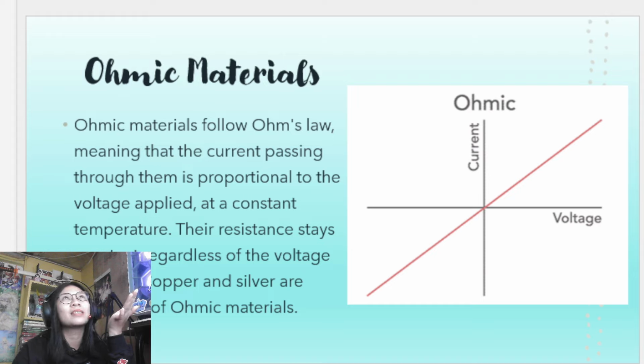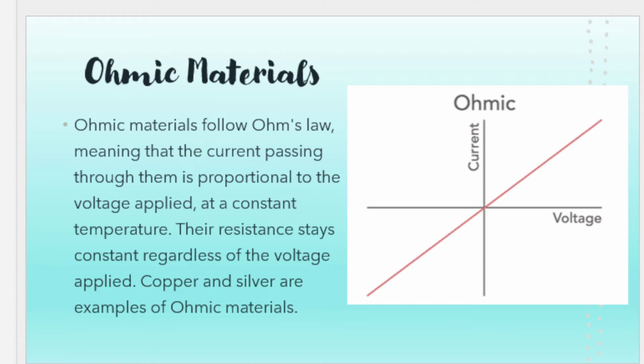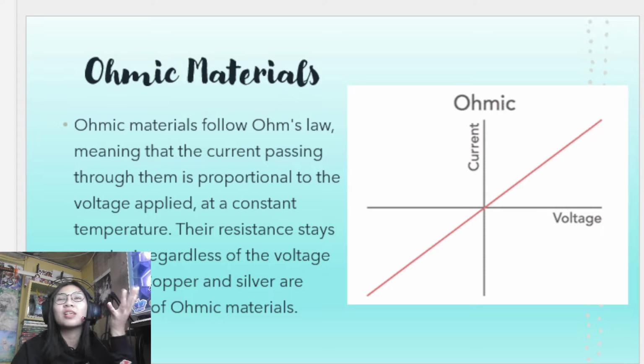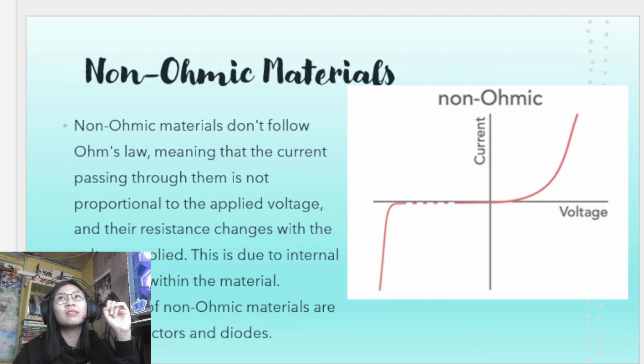The best example for that are copper and silver, or any metal actually, because metals are very good conductors. That is why if their voltage rises, their current also rises. So they are ohmic materials, they follow Ohm's law. But non-ohmic materials are materials that don't follow Ohm's law.